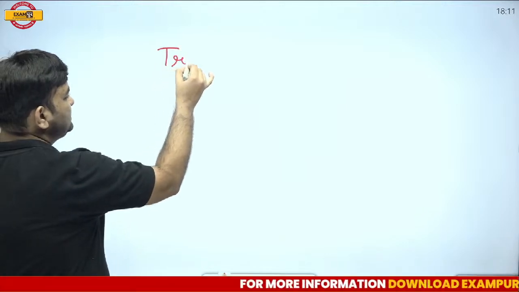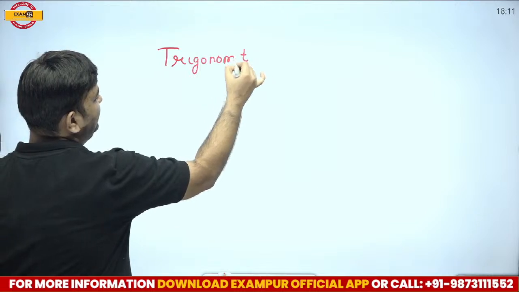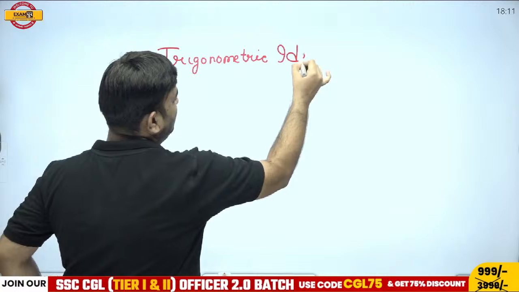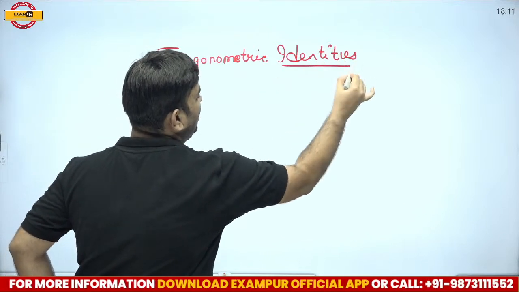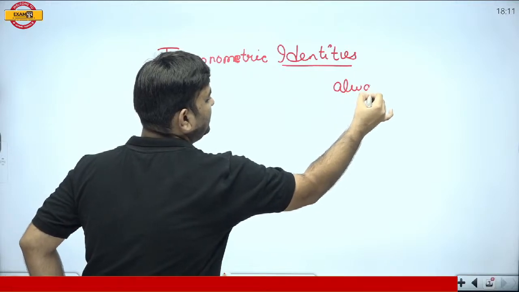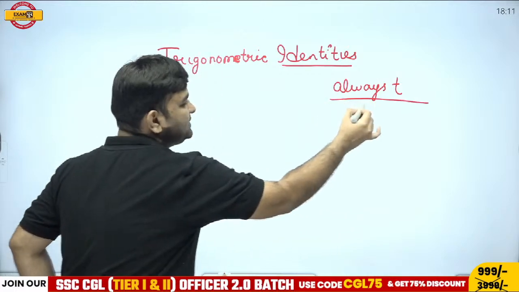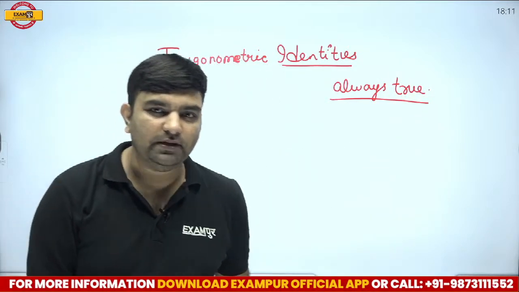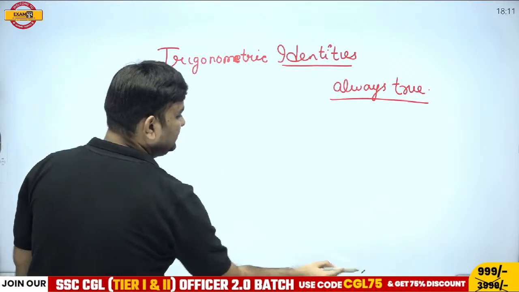Trigonometric identities. The deep inside of it I will go into in the next session, but at least you should know it. Identities means those which are always true, no exception. There are three identities.